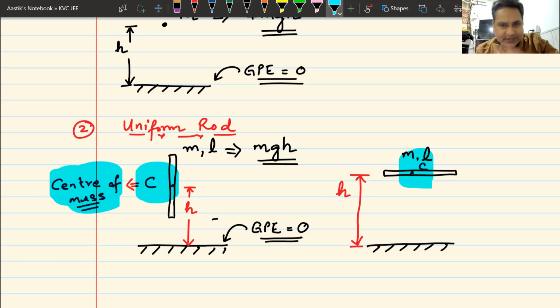Okay. Just take it to be the center of the rod, the center of mass of the rod. That is more than enough. That is the information that you need.